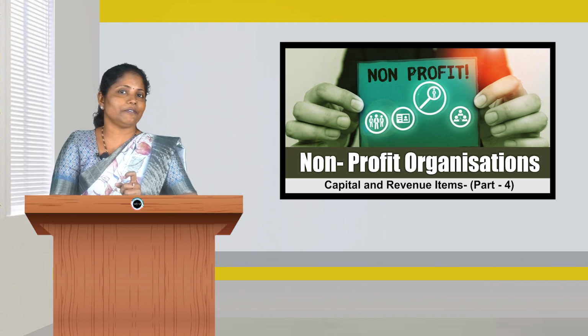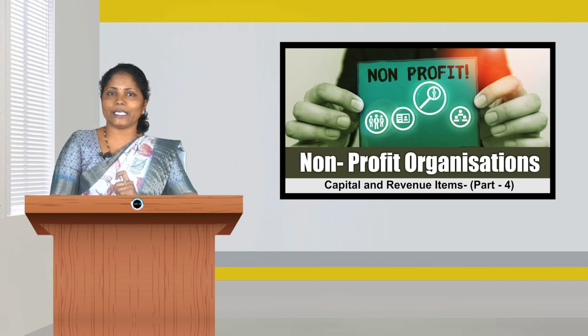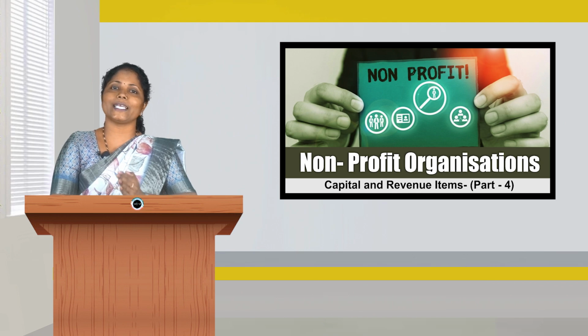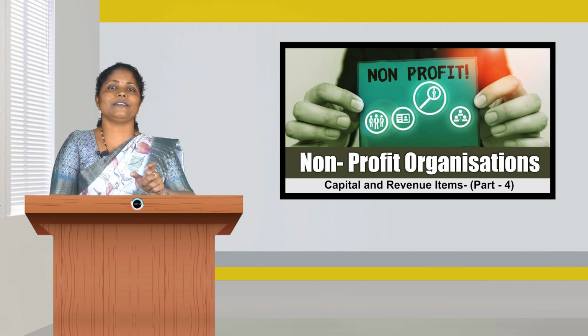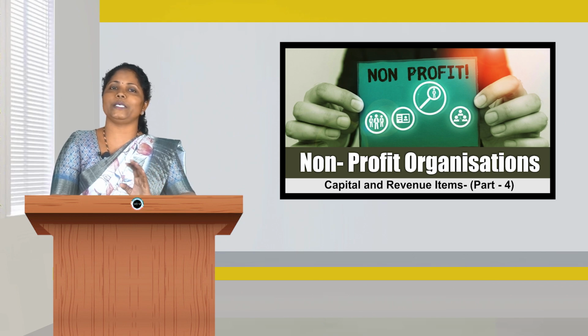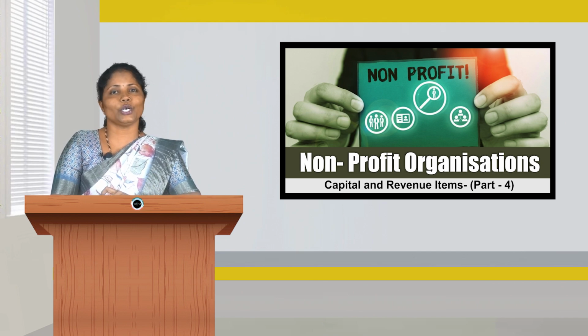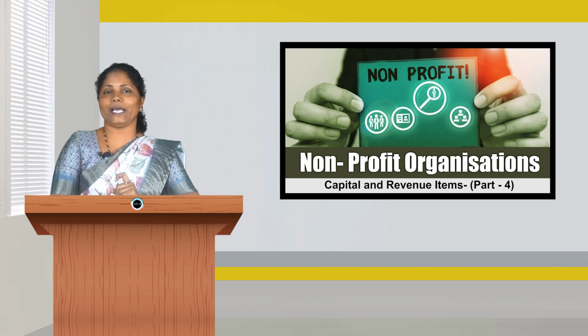If it is a deferred revenue expenditure, what will be the treatment of the same? We have to see to what extent it has been written off in a year. The portion which is already written off has to be charged to income and expenditure account, and the unwritten portion has to be shown on the asset side of the balance sheet.